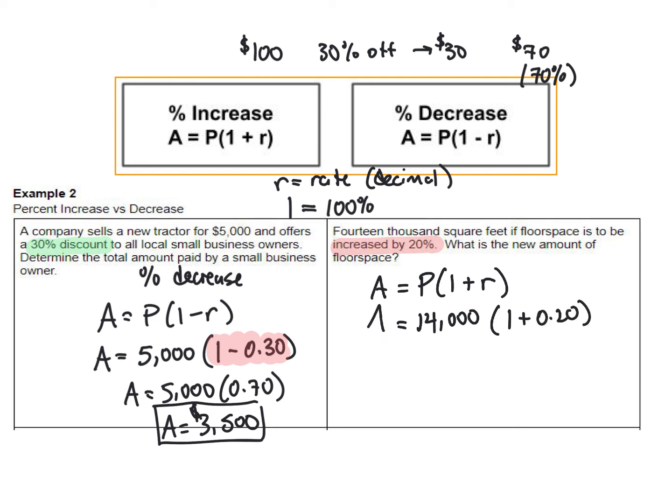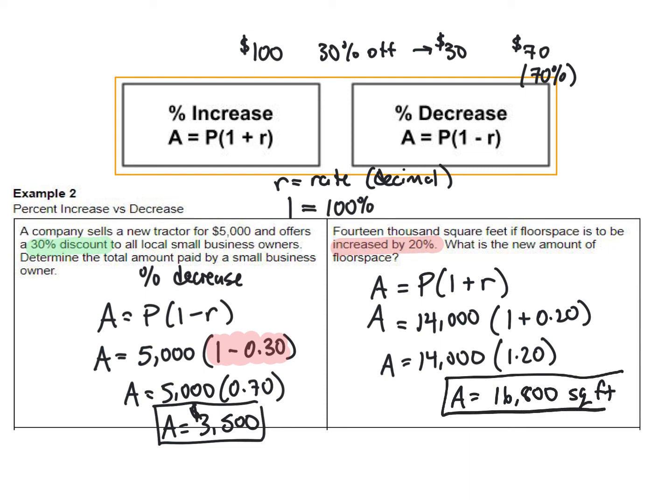So what is this going to look like again? That's going to be 14,000 times 1 plus 0.20 is 1.20, which as a percent would be like 120%, which means that it's going to be a larger value. So multiplying those together, my value in the end would be 16,800, in this case square feet for that floor space. So percent increase and decrease, all we're doing is taking our percent and either subtracting it from 1 or in the second example, adding it to 1.